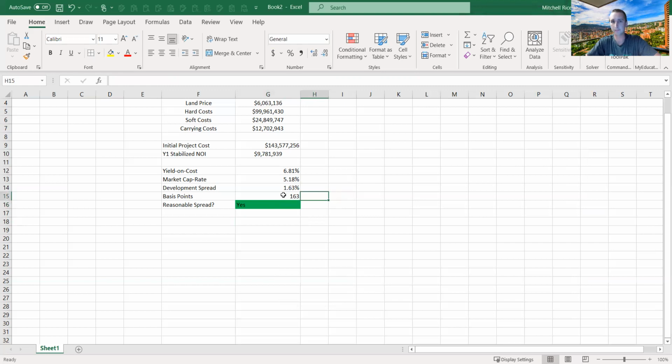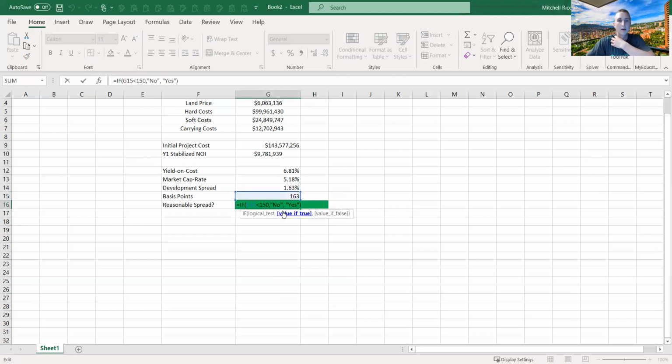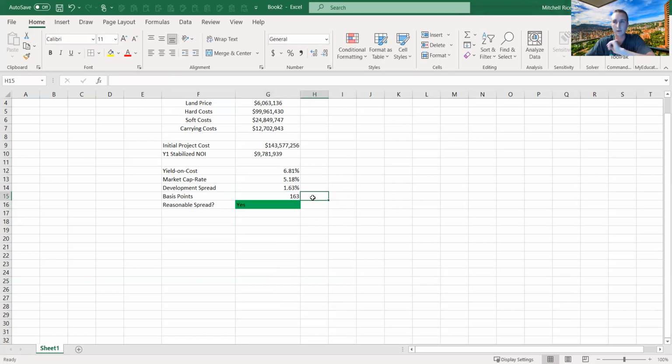Cool. So see how it turned green? Because 163 basis points is greater than 150. What I've heard is a typical developer spread is about 150 to 250 basis points. Just keep that in mind, but I'm sure it varies depending on the asset, the location, and the developer themselves, what their risk appetite is.